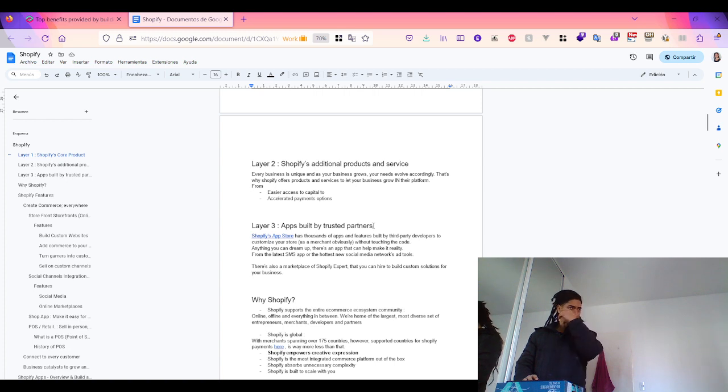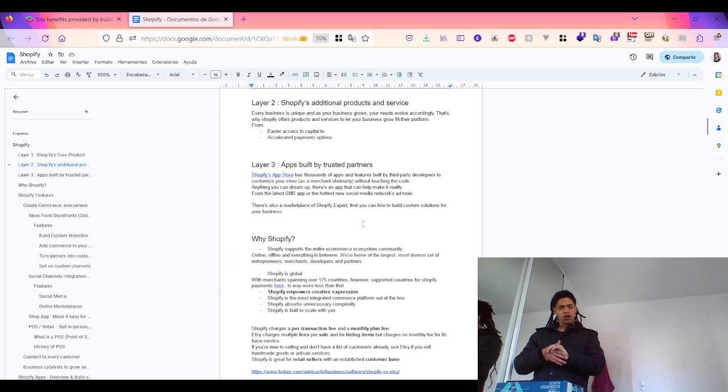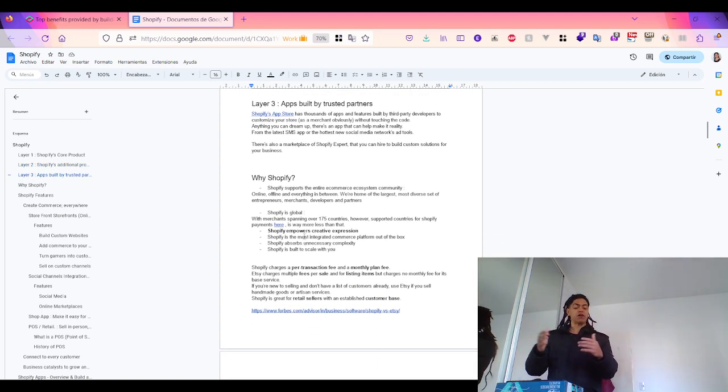So that's great, because the whole point of this is to understand what is Shopify, and the reasons why you can go with Shopify. From their blog, it expands over 175 countries. However, when it comes to Shopify Payments, it is way less than that, okay? As well as it has an entire community of entrepreneurs, a large community supported by Shopify, where you can find merchants, developers, and partners. It also comes with one of the most integrated commerce solutions out there, and it absorbs unnecessary complexity, especially when you want to grow your business and scale.